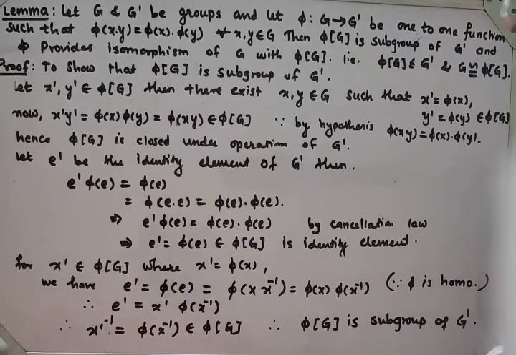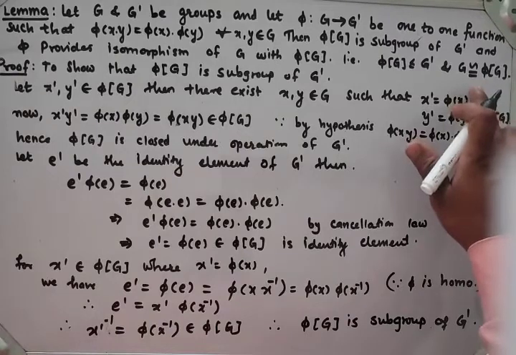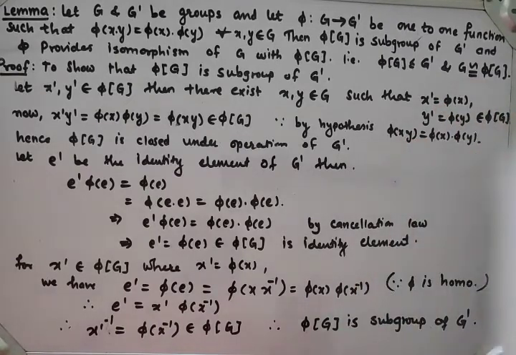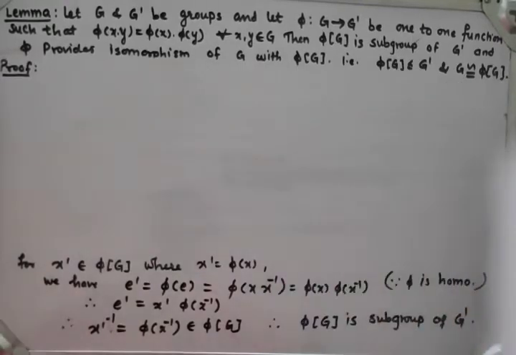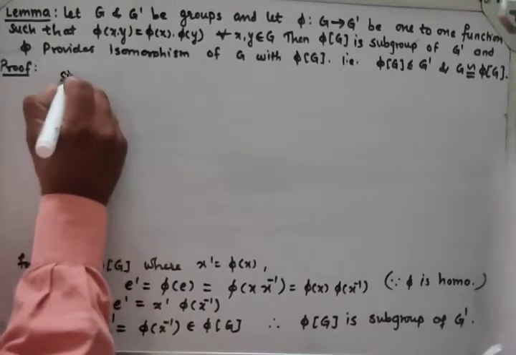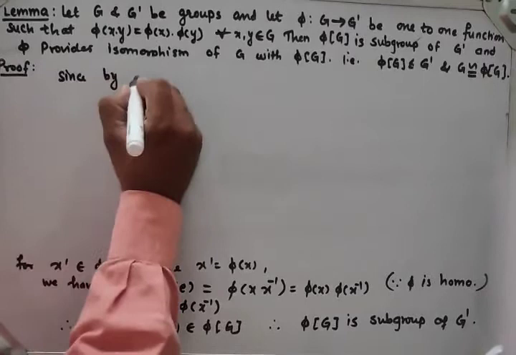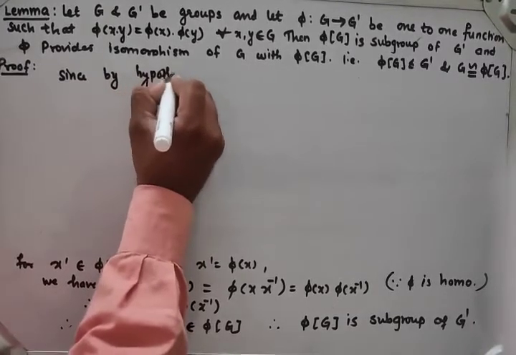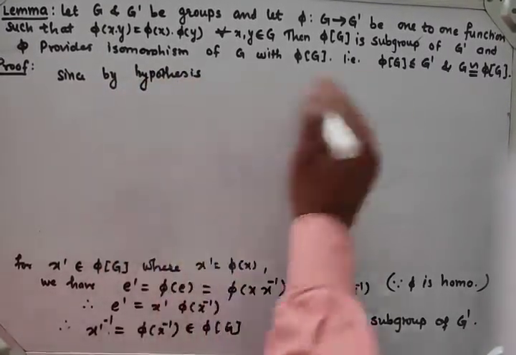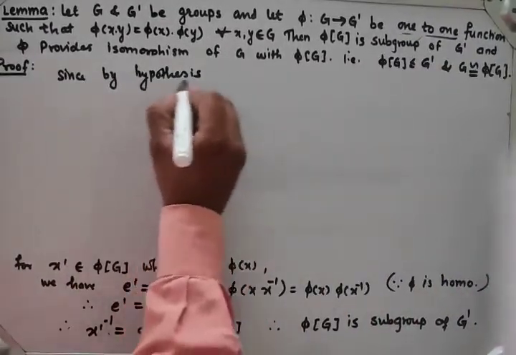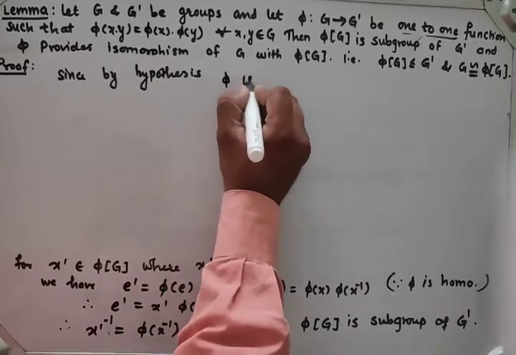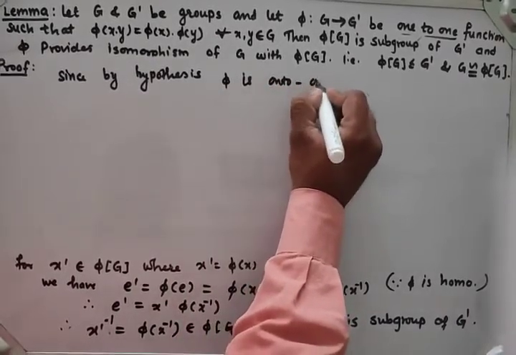Now second, we have to show that G is isomorphic to phi of G. Now the next part, to show that G is isomorphic to phi of G, right? So since by hypothesis, what we have given, phi is a one-to-one function.